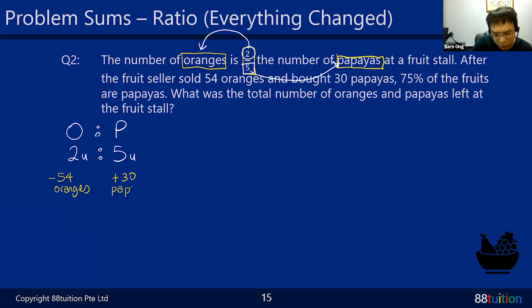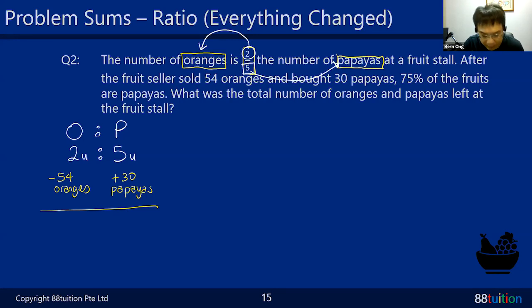Can you see? This type of question, it's not total unchanged. It's not differences unchanged. It's not, because the numbers are different. One is a minus 54. One is a plus 30. Very scary, right? So this type of question is something called everything changed. So you have to use this method.